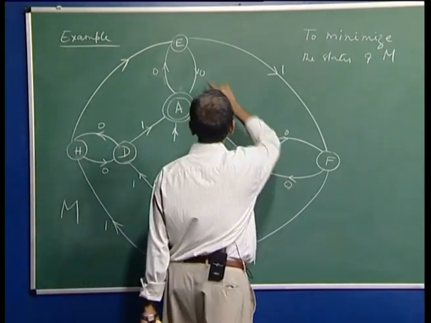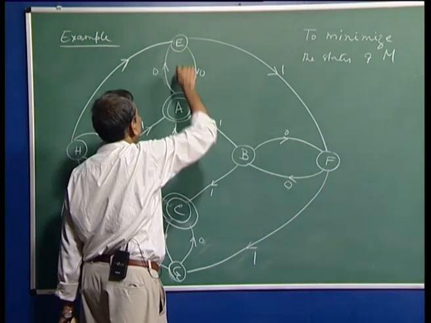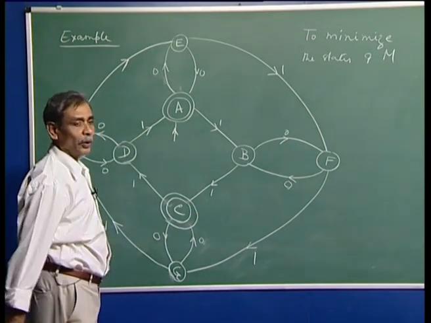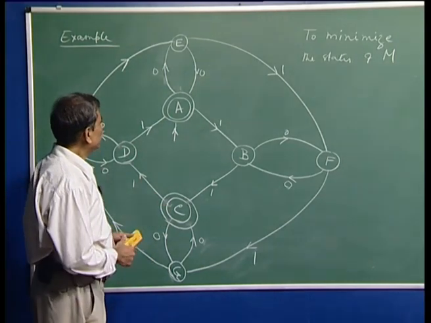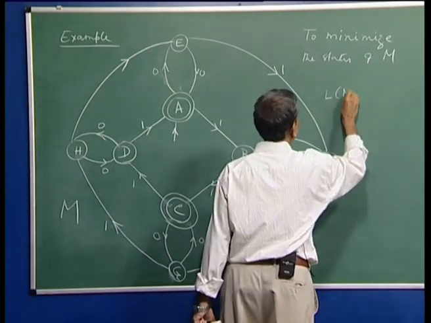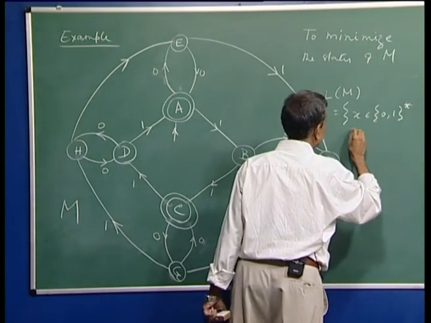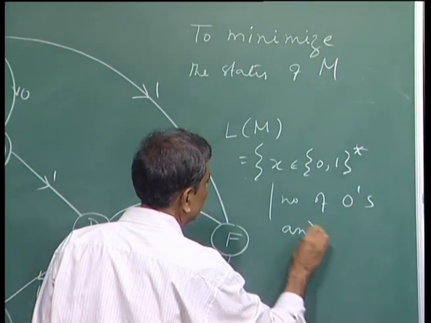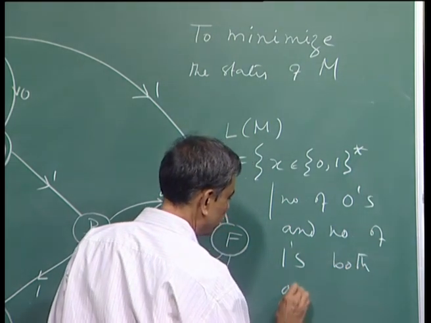And here the same thing, the number of ones seen is again 0 modulo 4, but what about zeros? In zeros you are just trying to remember the total number of zeros seen, whether it is even or odd. If we consider it a little carefully, it is quite clear, because we are accepting here and here, that the language accepted by M is the set of all strings in {0,1}* such that the number of zeros and the number of ones are both even.